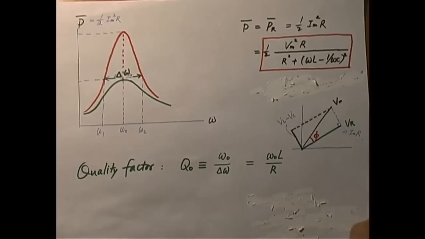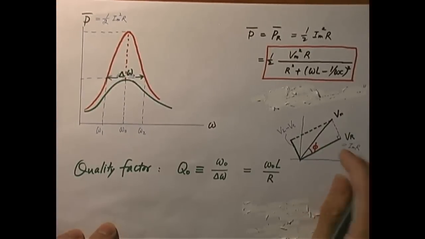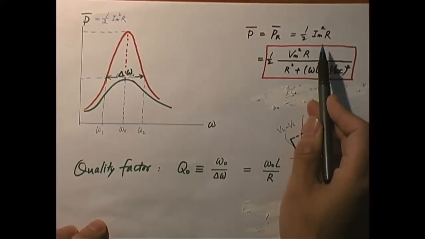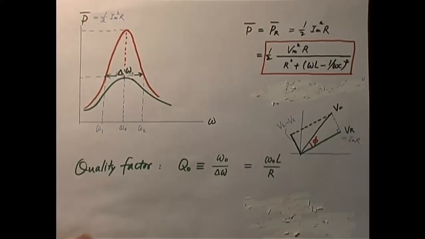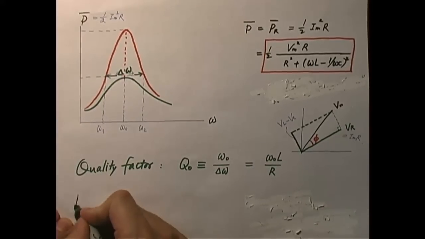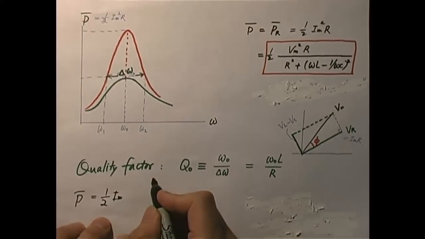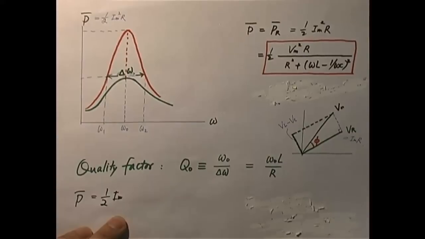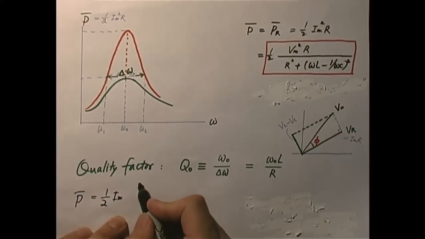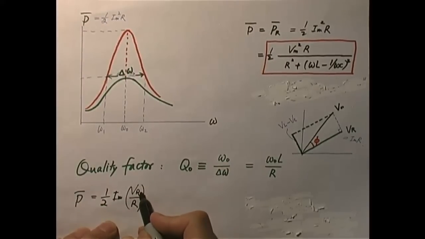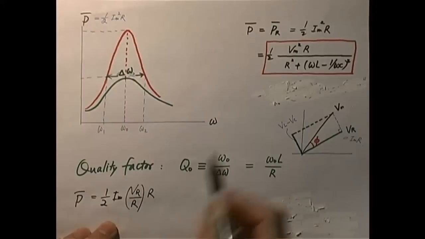Before we end our discussion about the power consumption, I'm going to introduce a concept called a power factor. I'm going to rewrite this expression as P average equals 1/2 I maximum times another I maximum, which I write as VR over R, the amplitude of voltage across the resistor divided by R. That's Ohm's law, and then times another R. I can always do that, of course. So that's 1/2 I maximum squared times R.